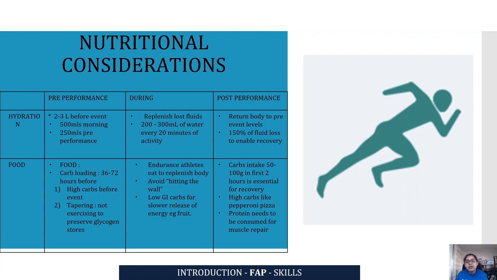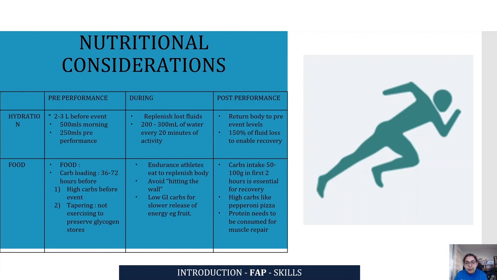During the activity, we want to replenish the lost fluids. So every 20 minutes of the activity, you want to be drinking 200 to 300 mils of water, because you need that to obviously sustain you through the activity. Then post-performance, this is where we want to return the body to the pre-performance level. So remember, 150% of fluid loss to enable recovery. So for every kilogram that is lost, you want to drink 1 liter of water in the recovery process.